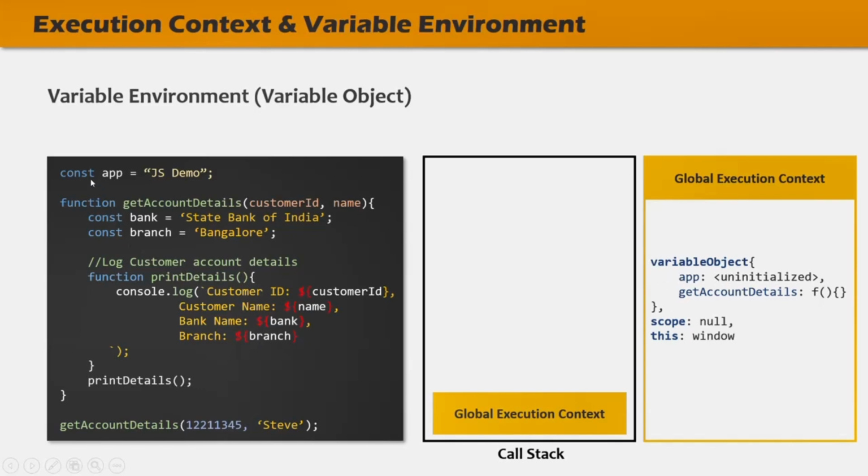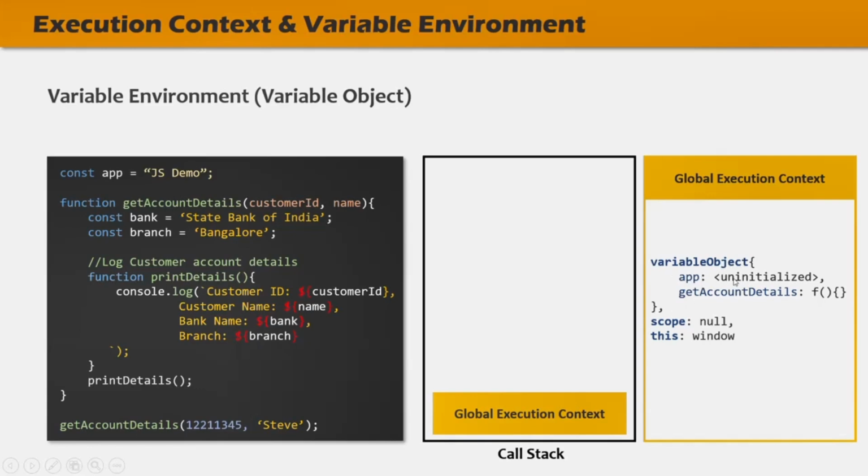That's because we have created this variable using the const keyword. So when we create a variable using const or let, at that time during the creation phase, those variables get initialized with this uninitialized. If we create the same variable using the var keyword, in that case, that variable will be created and it will be assigned with the value undefined. All right. So in the global scope, we have this app variable and we have this getAccountDetails function. So with this name app and with this name getAccountDetails, we have two properties created inside this variable object.